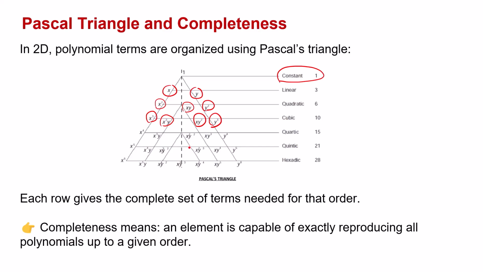When we say that an element is complete, we mean that its shape functions are capable of exactly reproducing all polynomial terms up to a certain order. This is critical because completeness guarantees that an element can represent the displacement fields required to pass the rigid body motion and constant strain patch tests. In practice, Pascal's triangle provides a simple and systematic way to check whether the interpolation space of an element is rich enough for the intended order of approximation.